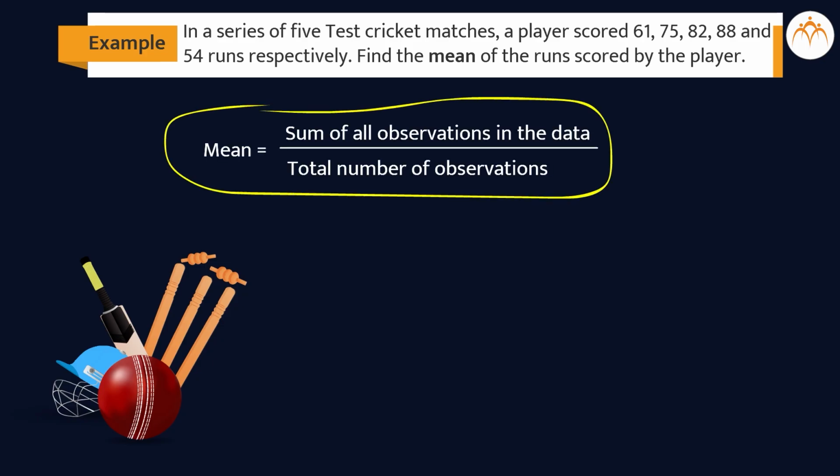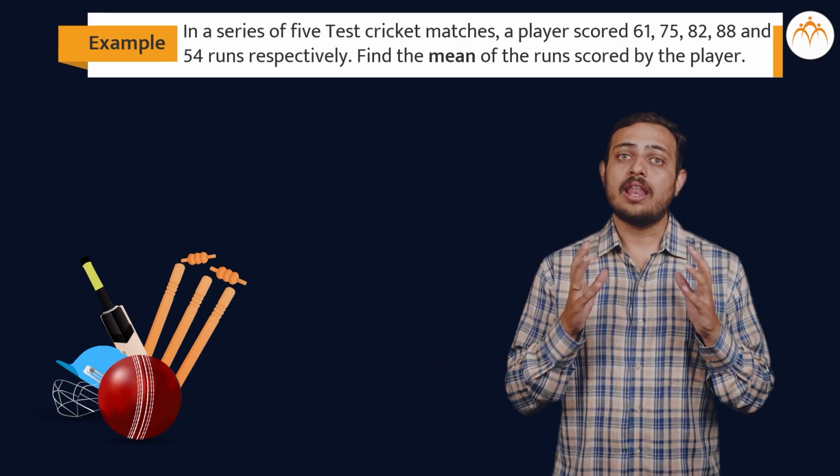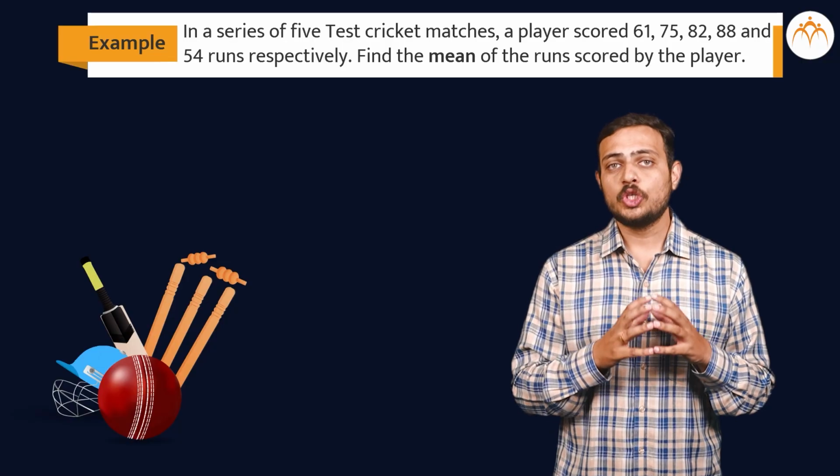Now mean is equal to the sum of all observations in the data divided by the total number of observations, which gives us (61 + 75 + 82 + 88 + 54) / 5 = 360 / 5 = 72. Therefore, the mean of the runs scored by the player is equal to 72. Now in this example, the number of observations is small, so using the above formula is convenient. However, when the number of scores is large, a frequency table is useful.